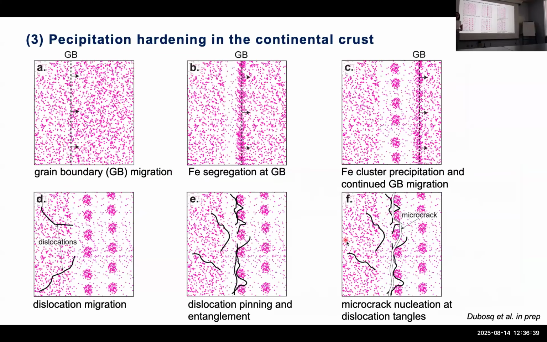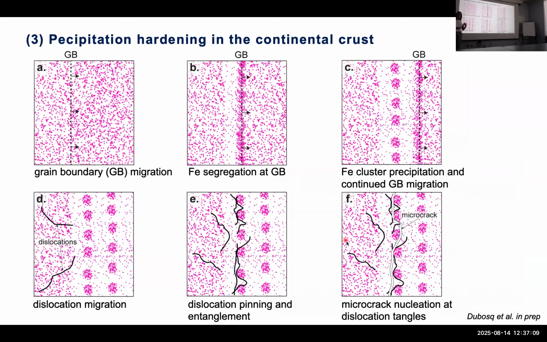Therefore, based on this observation, I came up with a precipitation hardening model for garnet within the lower crust, where during recrystallization, the grain boundary is migrating, and as it's migrating, iron starts to segregate along the grain boundary. Then once the boundary becomes fully saturated, it will start to precipitate iron in the form of nanoclusters. So if this process continues, this is how you're left with these regularly spaced planar arrays of clusters.